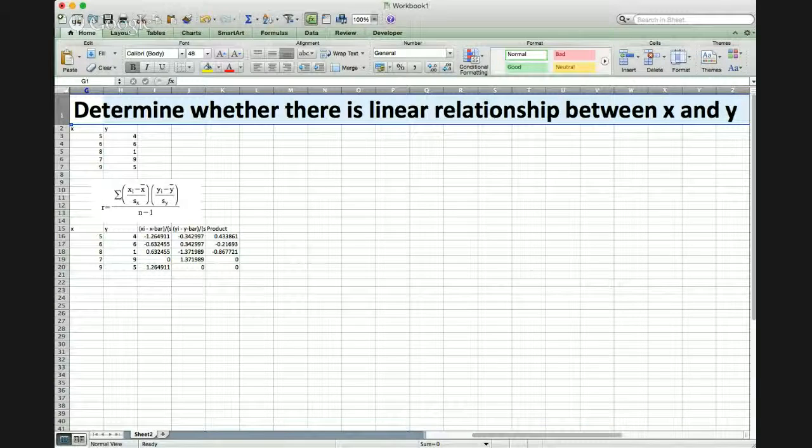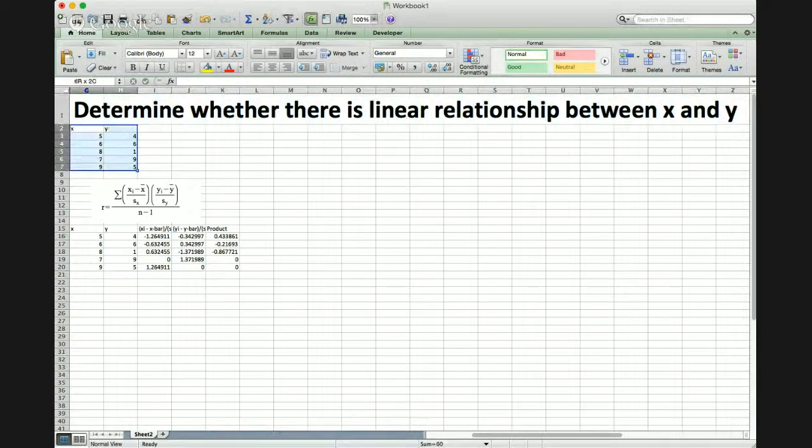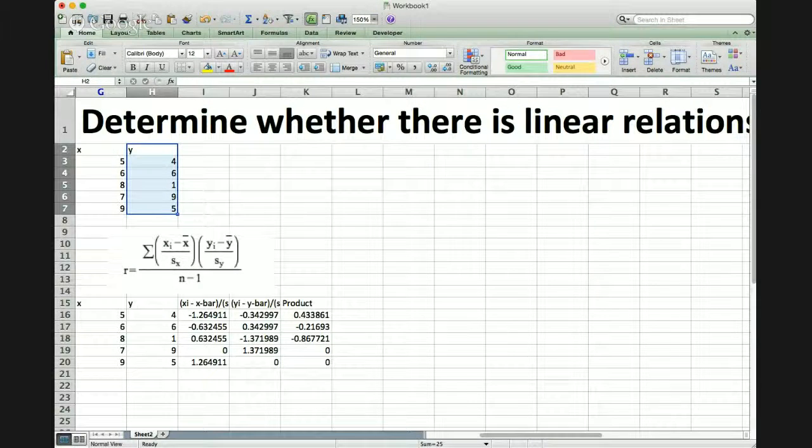So let's start with an example here. Say this is my data set. For example, these are the x values and these are the y values you have. This is a small data set. It only has about 5 values of x and 5 values of y. Now we could easily plot this in an xy graph and see where the points are, but we could also calculate the correlation coefficient and also determine whether there's a linear relationship between x and y.